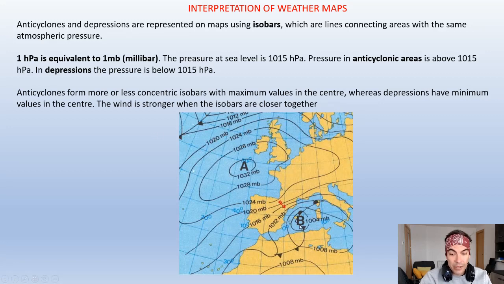And in the depression, it happens the other way around. Next to the center of the depression, the pressure value is the lowest. Here it is 1004. Then if we go further, we have increasing values, 1008, 1012, 1016, etc. So they always form these concentric circle shapes.